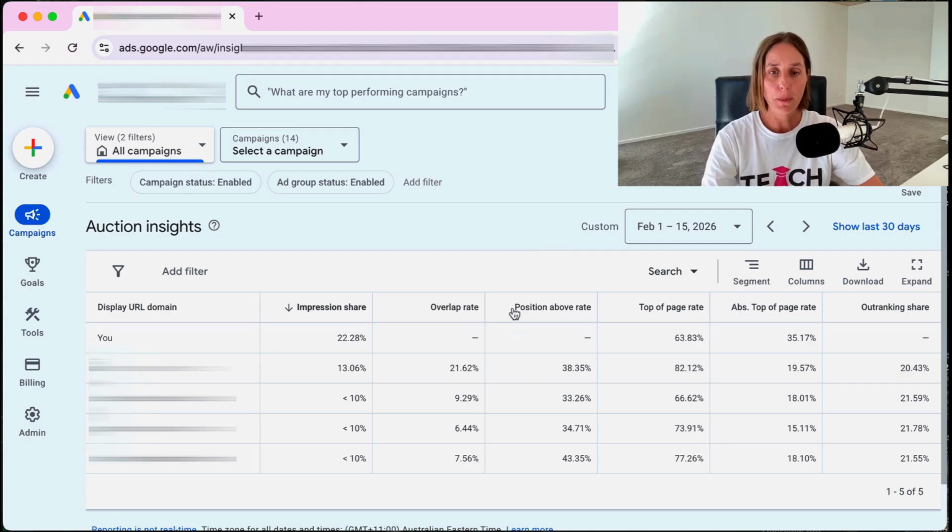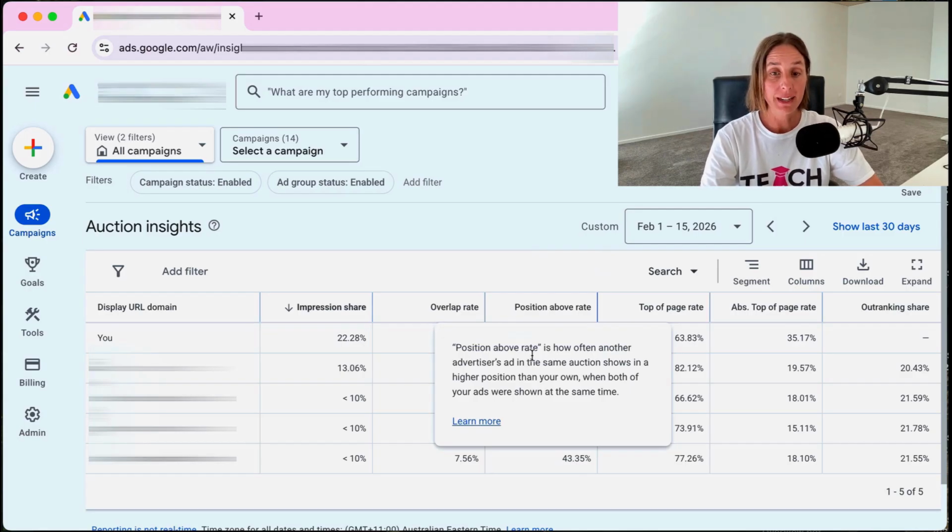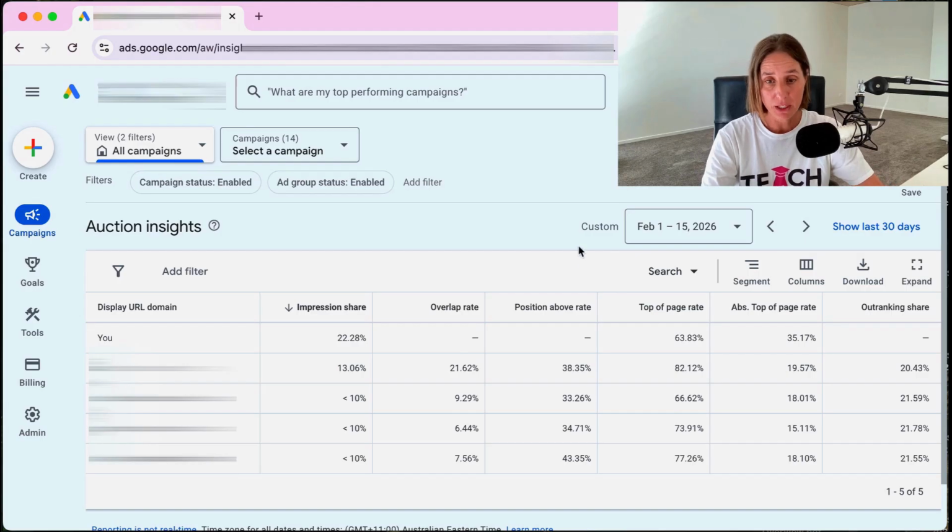This next column, position above rate, as this definition says, shows how often another advertiser's ad shows in a higher position than yours. So when you both overlapped, when your ads were showing at the same time, which advertiser was higher up. Here we can see that this particular advertiser had a higher ad position than us, and maybe they're being a bit more aggressive with their bidding, and various other bits of intel that we can see.